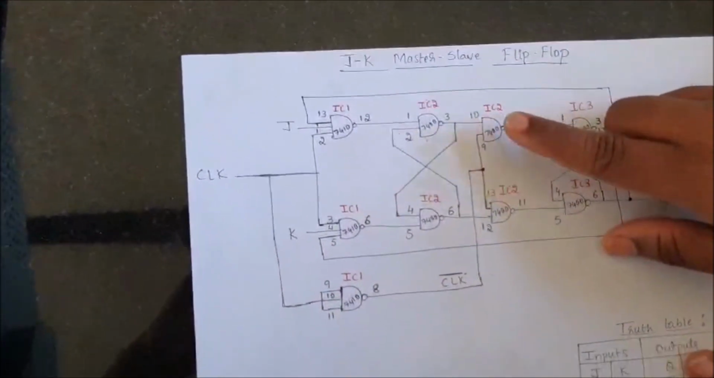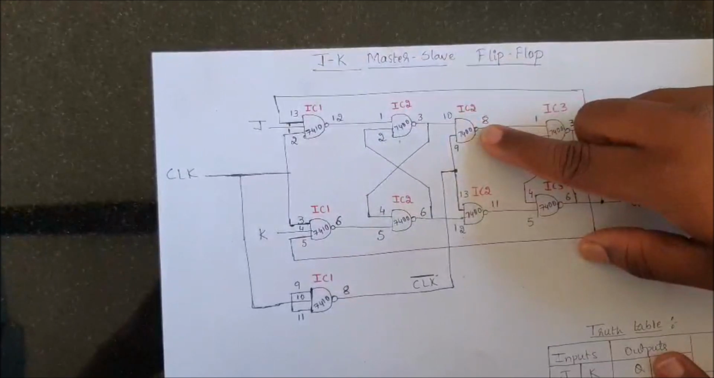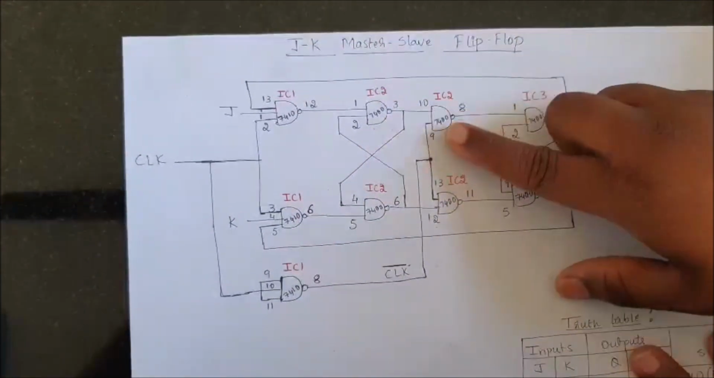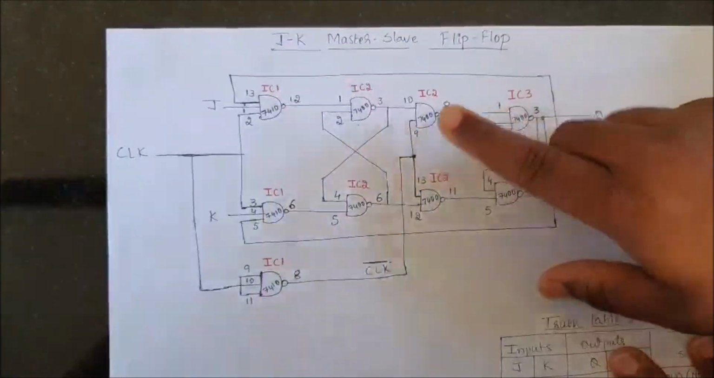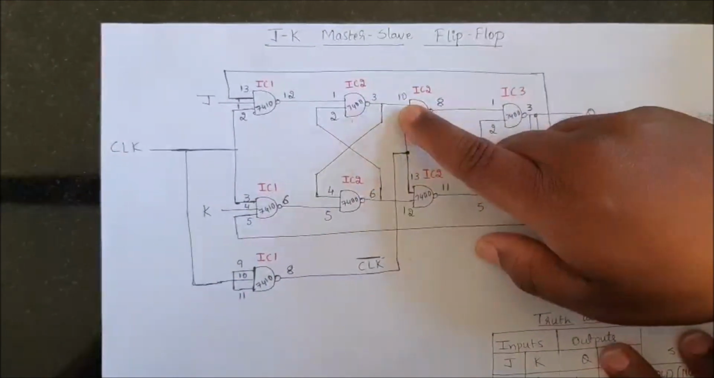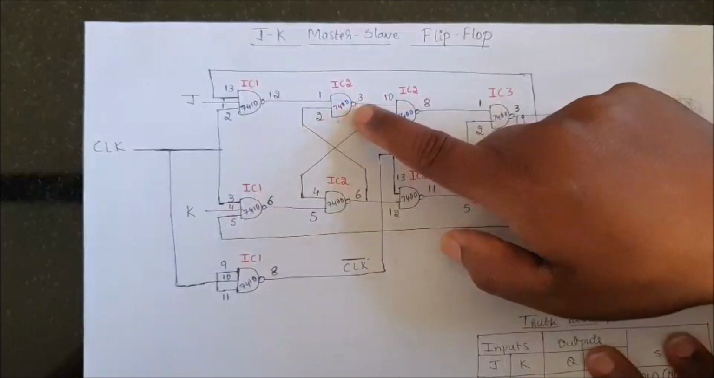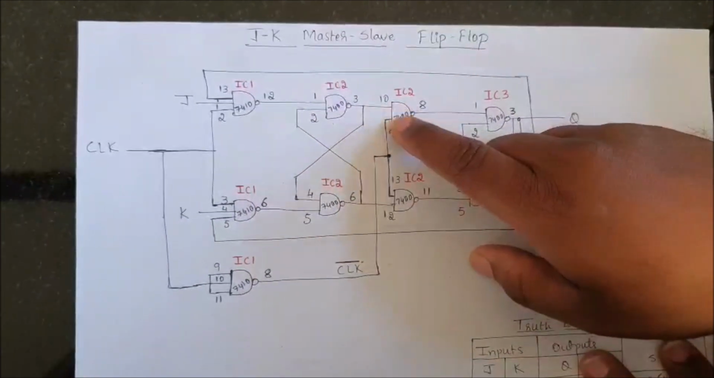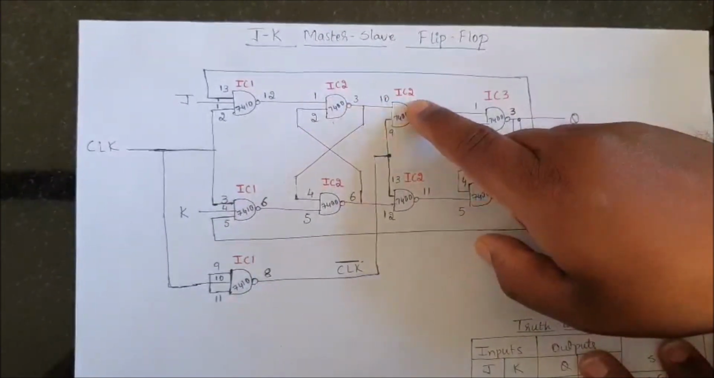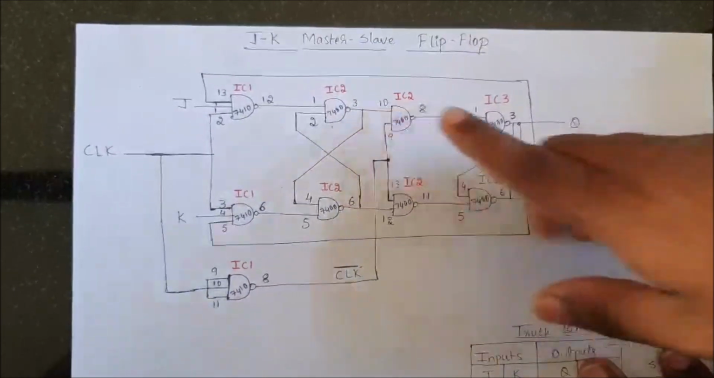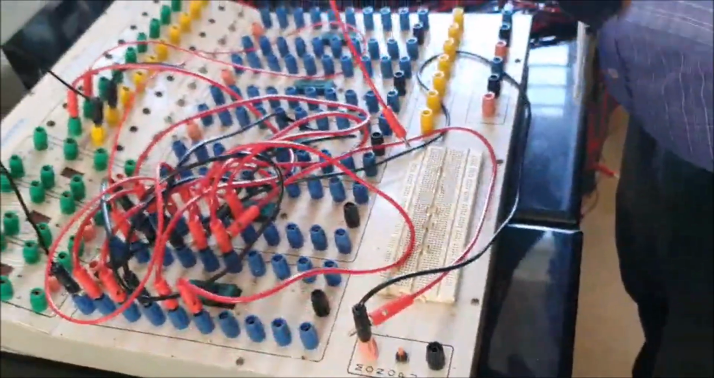Moving on to the third 2 input NAND gate that comes under IC2. Here the inputs are from pins 10 and 9 and the output is from pin 8. I will take up the first input, where the first input is from the third pin of IC2 7400, connected to the same IC, that is the IC2 10th pin. Okay, so I will take one patch cord here.